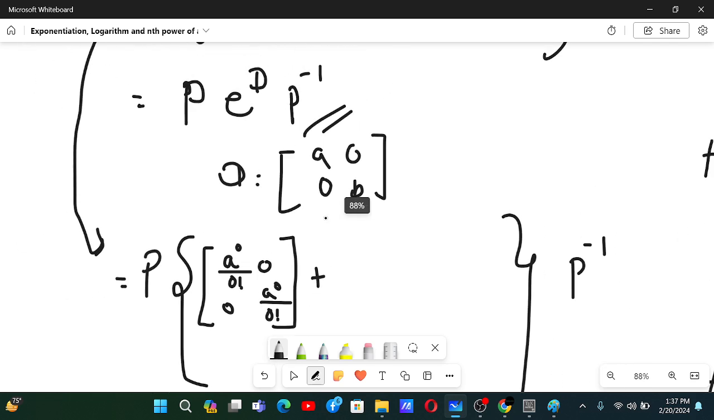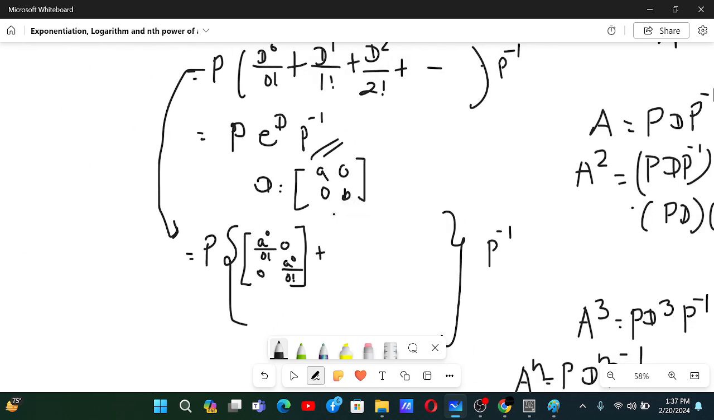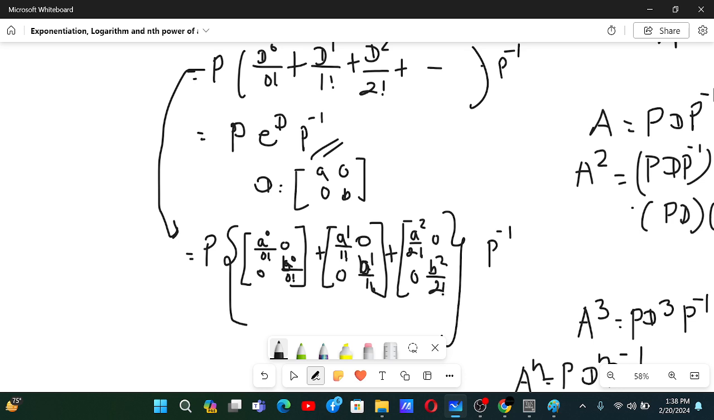For the second term we do a similar thing: [[a^1/1!, 0], [0, a^1/1!]]. Now for the third term again a^2/2!. Oh, this is not a, this is b, sorry for that: [[a^2/2!, 0], [0, b^2/2!]]. Now this continues, and then we have P^-1 finally over here.